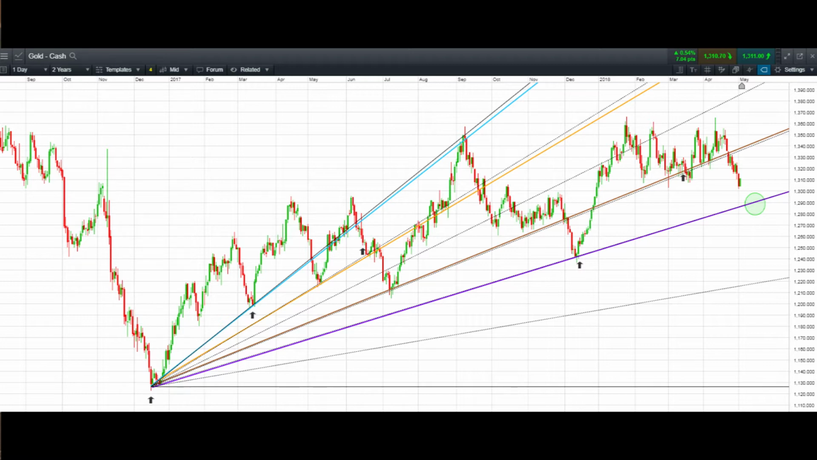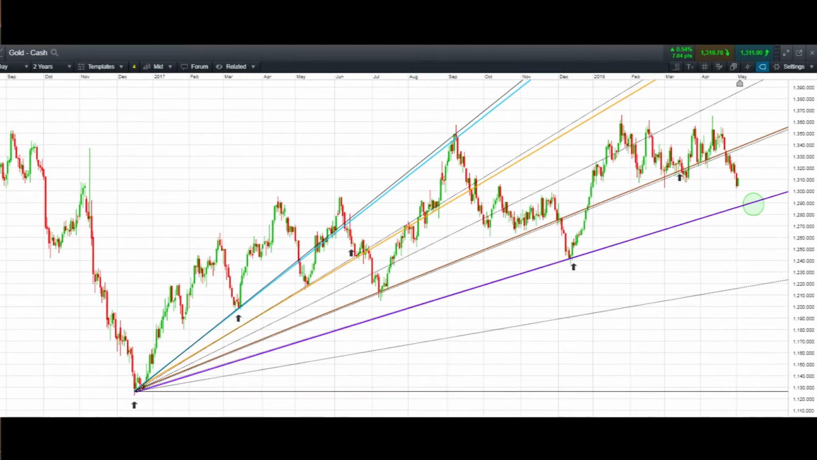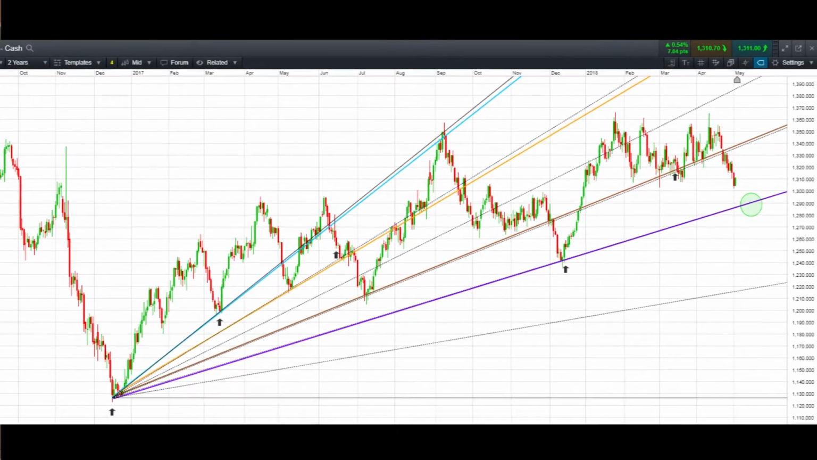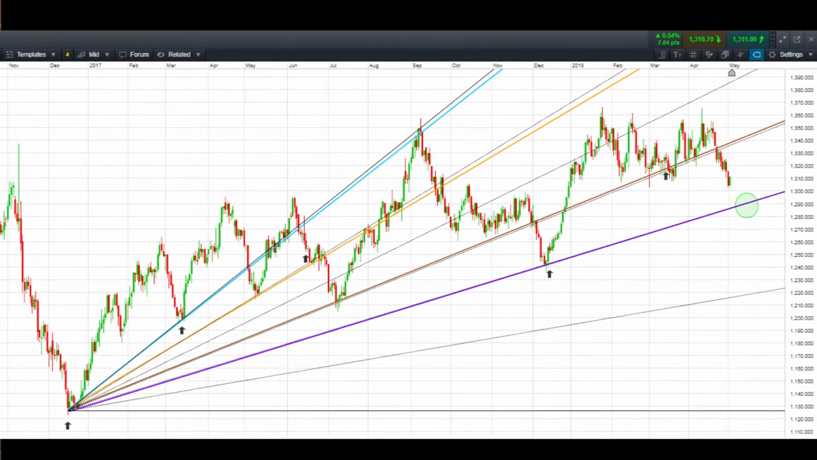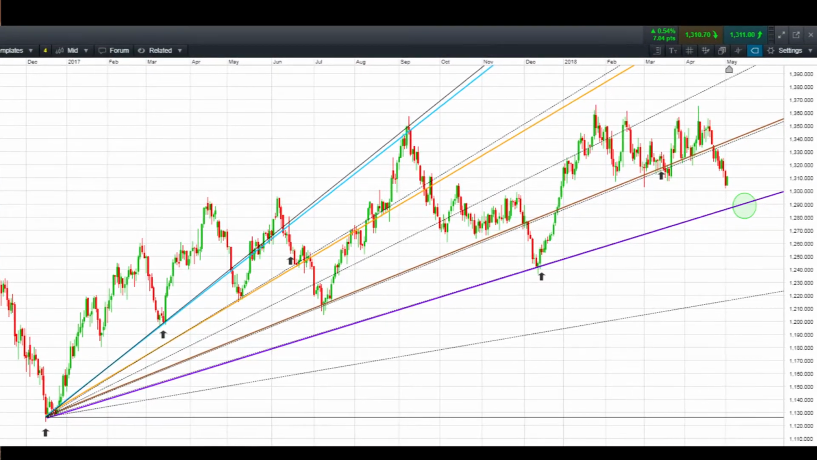Now, for those of you that are into Fibonacci retracements, this purple line happens to sit exactly on the 61.8% line. Now, for Fibonacci fans, this tends to be a key level of support or resistance for asset prices. What we can see is that back in December 2017, the gold price traded down to this purple line before it bounced back up and rallied again.